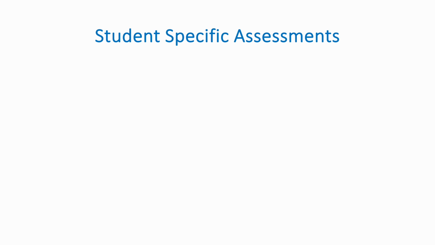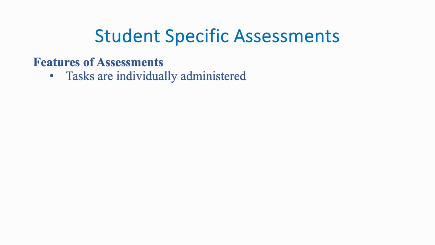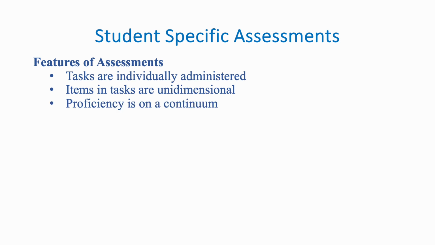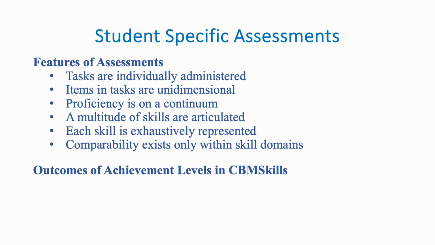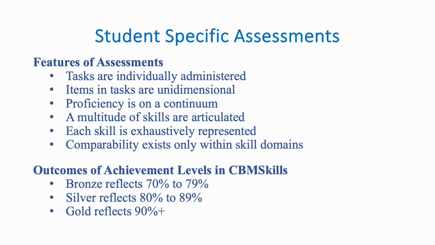Our assessments are student-specific with 6 features that include individually administered tasks, unidimensional items, a continuum of proficiency, a multitude of skills that are exhaustively represented, providing comparability within skill domains. In the end, our outcomes reflect 3 achievement levels: bronze, silver, and gold.